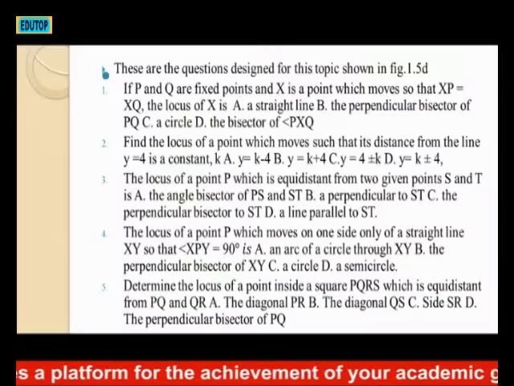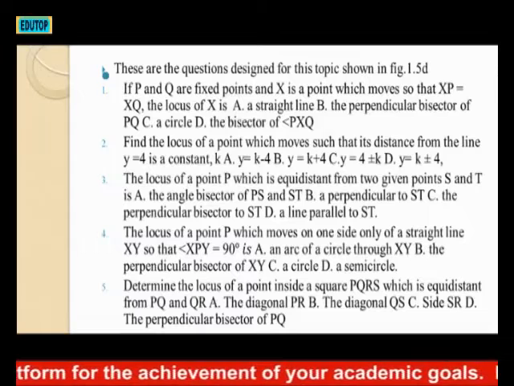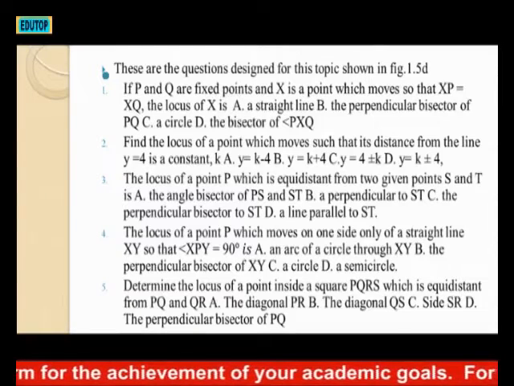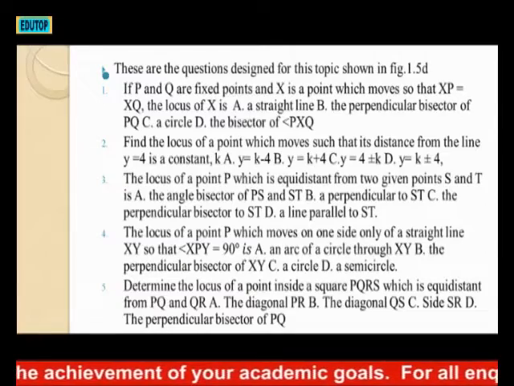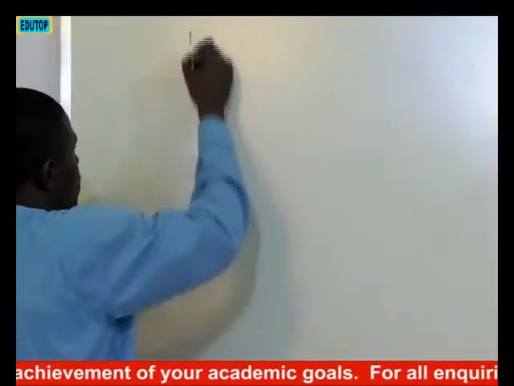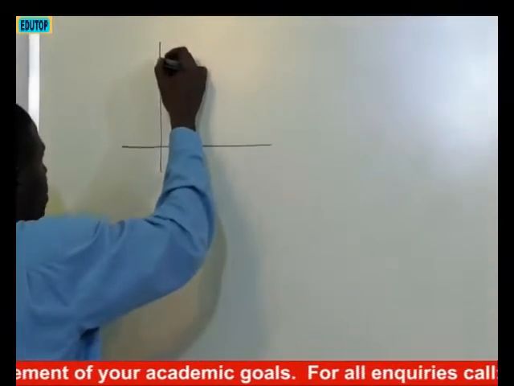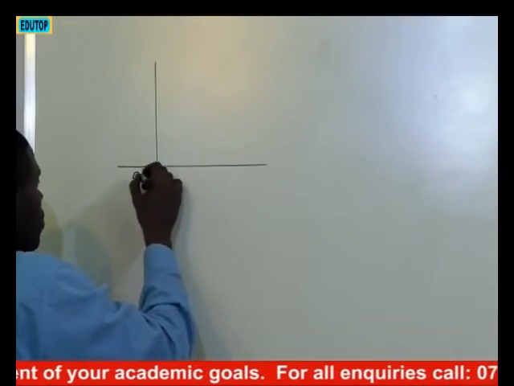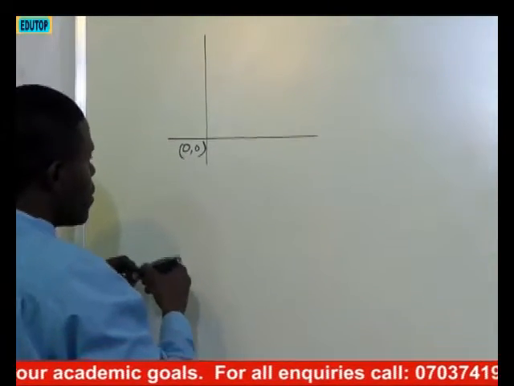Number 2, in this regard, the question asks us to find the locus of a point which moves such that its distance from the line y equals 4 is a constant. Let's say we have the y-axis and we have the x-axis. Then there is a point here. This point is 0, 0. That's when our x is 0, y is 0.